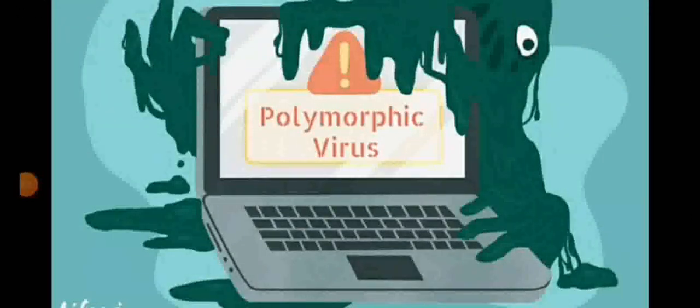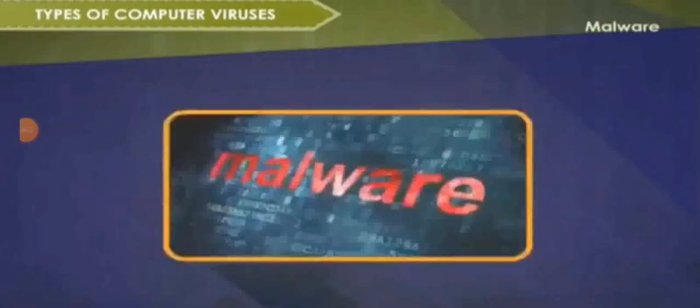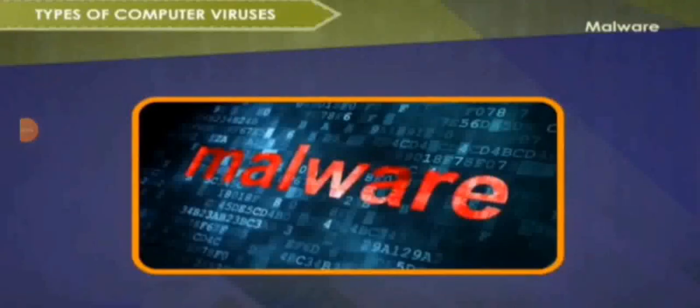The next is the polymorphic virus. This type of virus changes its code when it passes to another computer system, making it difficult for an antivirus program to detect.